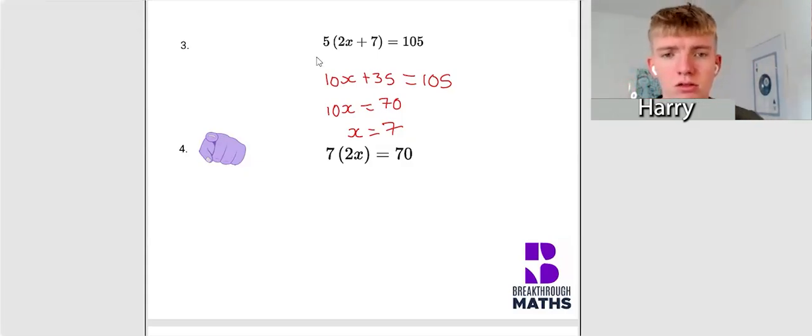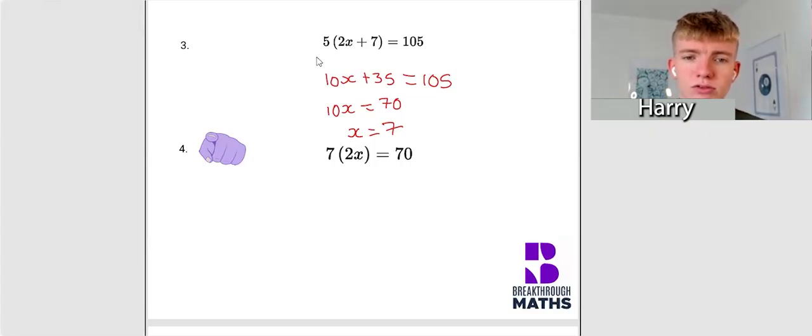All right. So we've got 7 lots of 2x is equal to 70. So essentially, I put brackets in here for no reason. It's just 7 times 2x. So 7 times 2 gives us 14. And we've got that x to add back on as well. So it's going to give us 14x. And that 14x is going to be equal to 70.